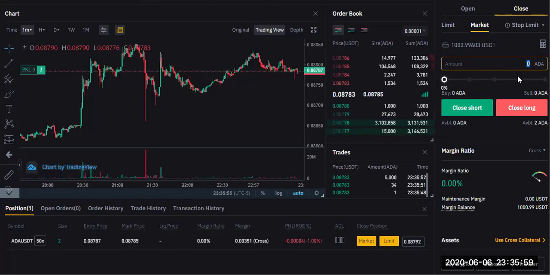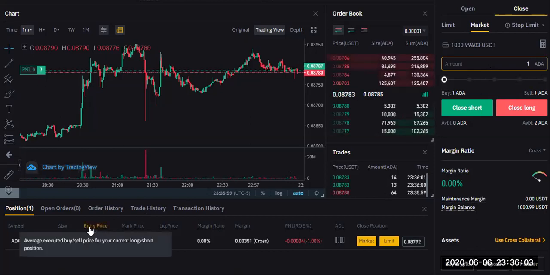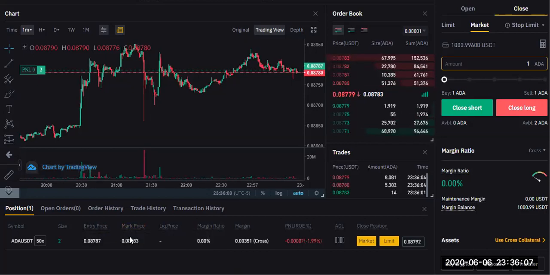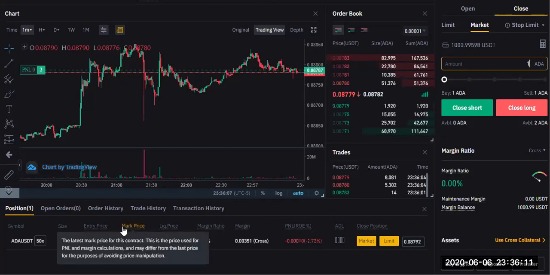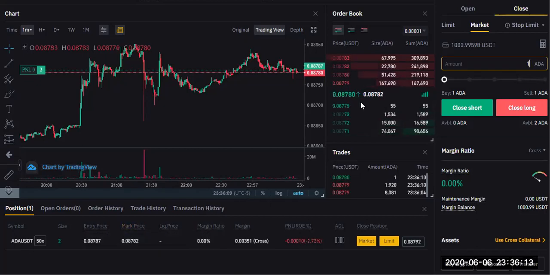So I can close one Cardano. Notice the size is 2. The leverage is 50. That's my entry price, the market price. I'll get into this in a second. So what you get liquidated on is the mark price. It says the latest price. So this right here says mark for short. This is supposedly the mark price, the average of other exchanges or whatever the algorithm is. This is your exchange price.